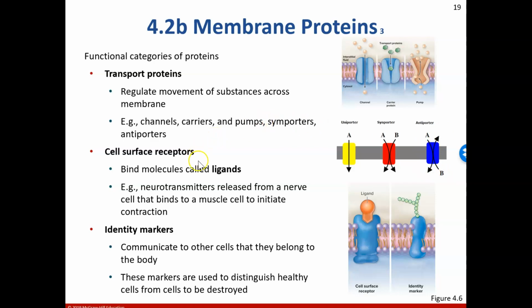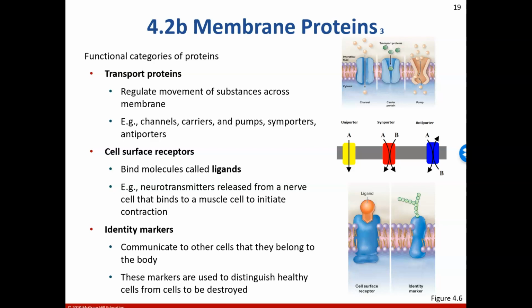Now we can also classify them as cell surface receptors. Most of these are going to bind a molecule known as a ligand. So you could see that picture down over here where you can imagine a ligand being something like a hormone attaching to a protein receptor. Or it can also be a neurotransmitter that has been released from a nerve cell that'll bind to a receptor on a muscle cell to tell it to contract.